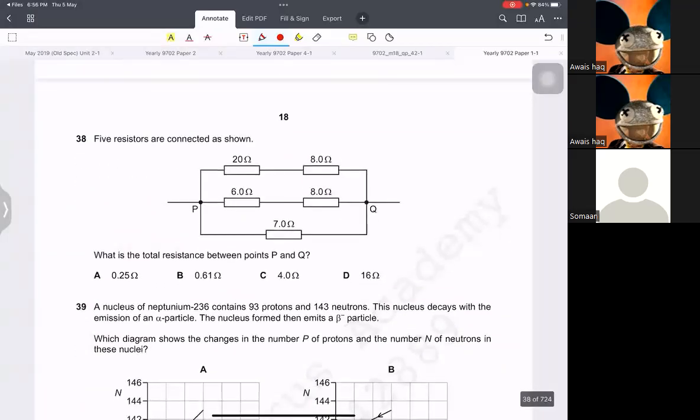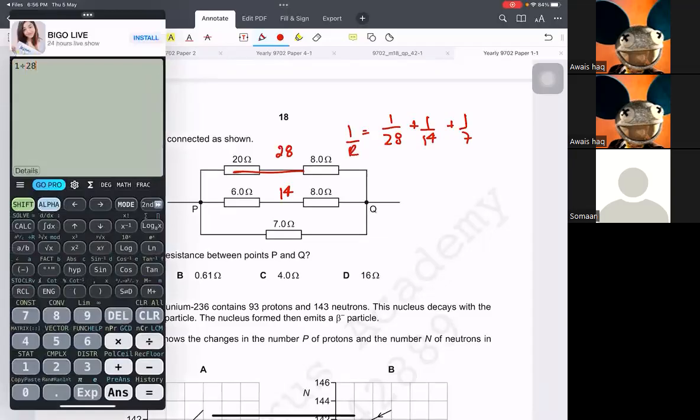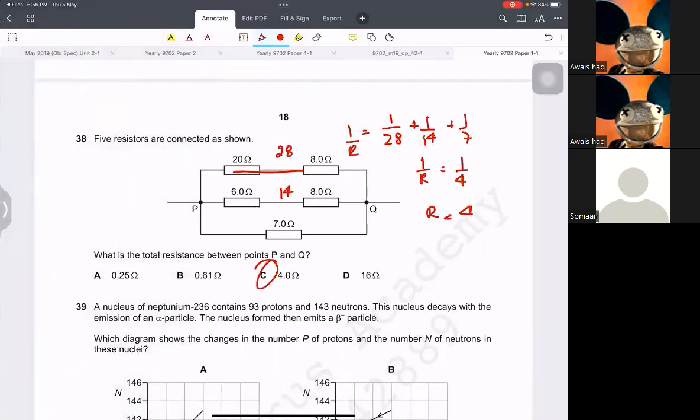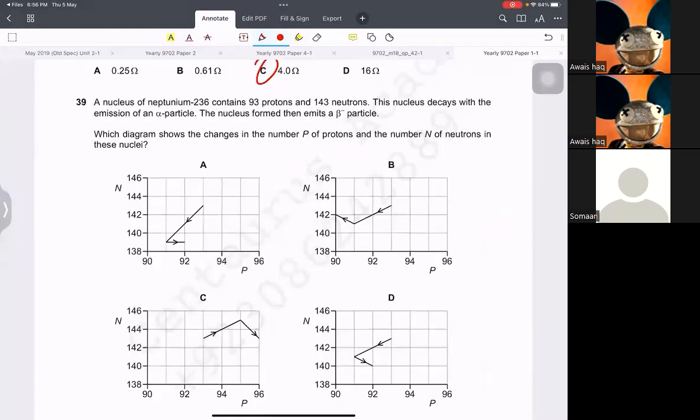What is the total resistance between P and Q? This is in series, this is also in series. 6 plus 8 is 14. 1 upon 28, 1 upon 14 plus 1 upon 7 equals 1 upon R. So 1 by 4, R is 4. What is this? This is an O-level question. I mean, why have they been given this?